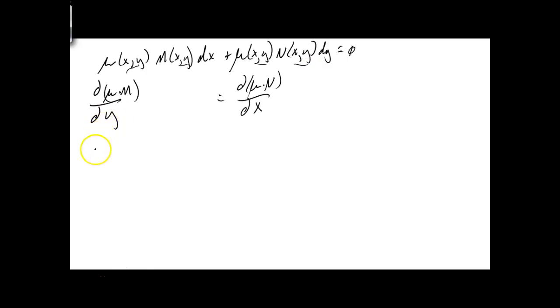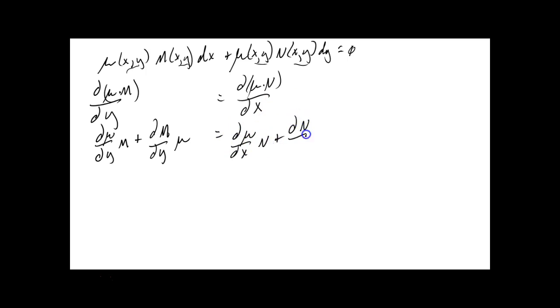Mu prime. In this case, that stands for partial of mu with respect to y, times M, plus partial of M with respect to y times mu, that would have to equal partial of mu over x times N plus partial of N over dx times mu. Okay, your nomenclature leaves a little to be desired, but you got the concept. Okay, good. Now, that's what we wind up with.